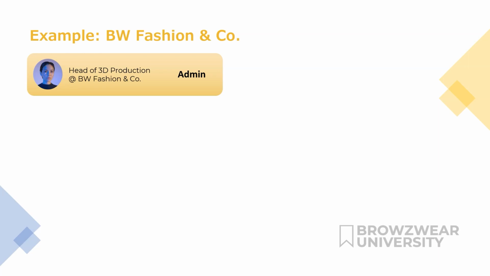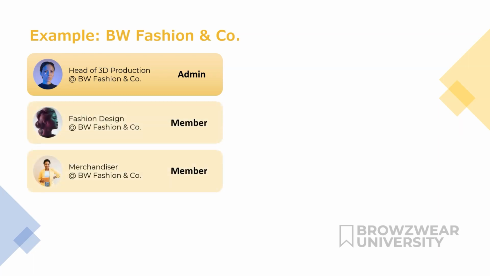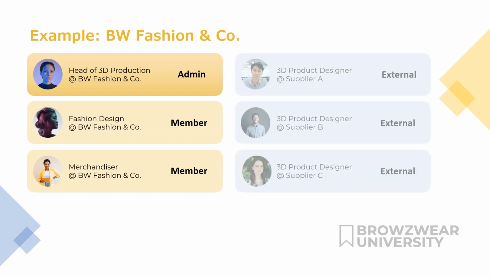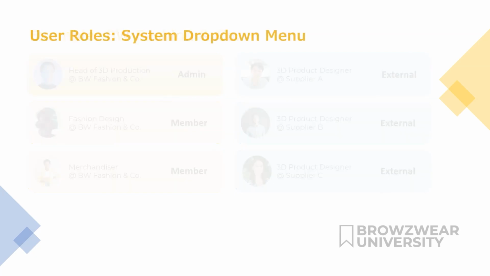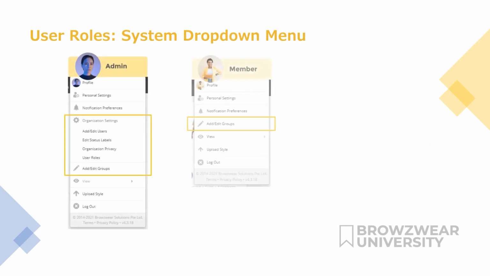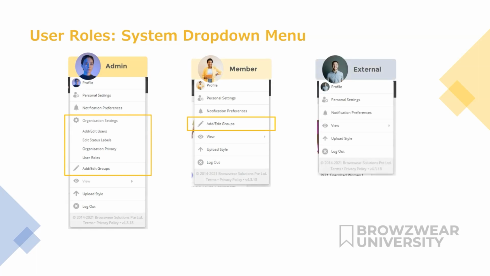We have the brand's employees, like the fashion designer and merchandiser, who will need to utilize the site to collate styles and review the styles uploaded by suppliers. These users are added as members in the site. Lastly, we have the suppliers, who need to upload styles onto the site, but since they do not belong to Browswear Fashion & Co., they are added as external users. As mentioned in the previous lesson, user roles will affect the system drop-down menu. Here is the view for admins, the members, and for external users.